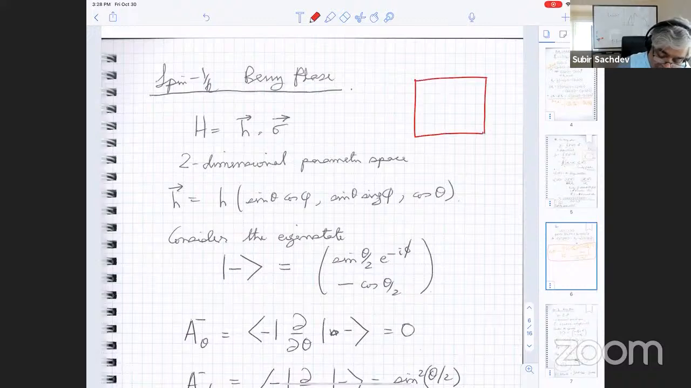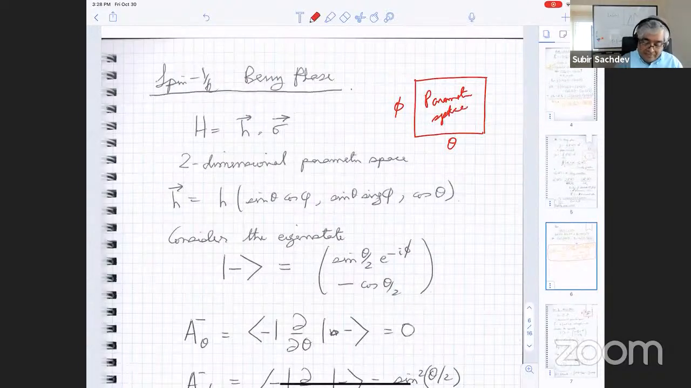Of course, this doesn't have the topology of a torus. It has the topology of a sphere, and you have to keep track of that. But I'm just drawing this to emphasize the point that this is a parameter space. I should really draw a sphere, but because of my limited drawing ability, I'm just drawing a rectangle. So theta and phi are parameters that can vary as a function of time, if I wish, but really I want to know something about the structure of this Hamiltonian as a function of theta and phi.